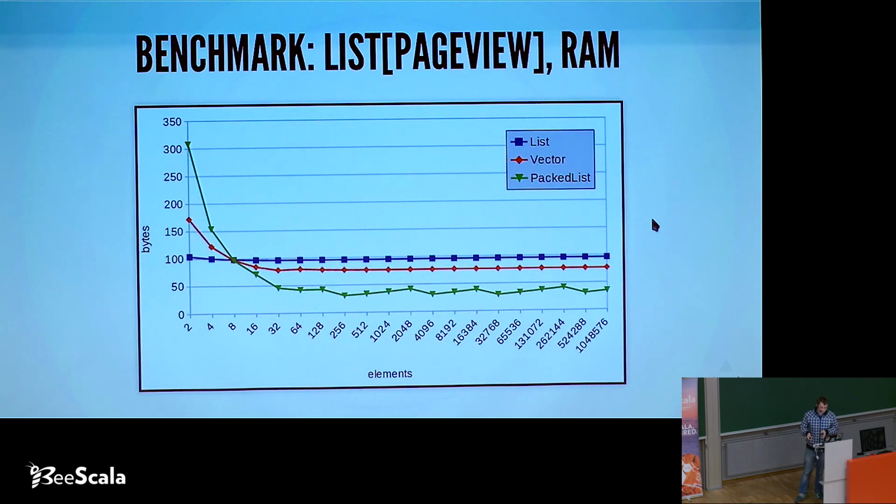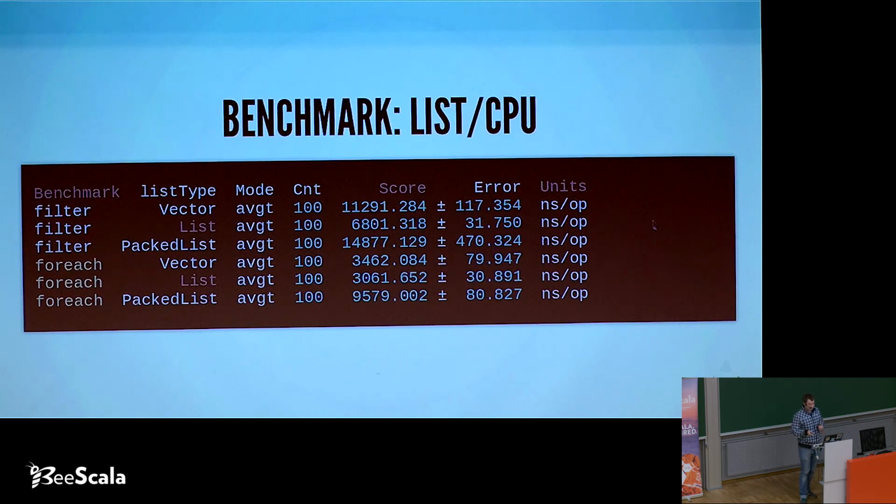For the list of PageViews, the memory usage is still performing quite well. The same issues at the beginning, but that's expected, and it still uses much less memory than the regular Scala collections. And the most important thing is just the performance. So I did a couple of benchmarks for the list of PageViews.